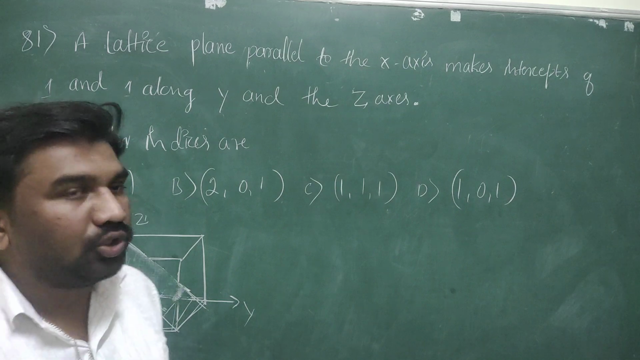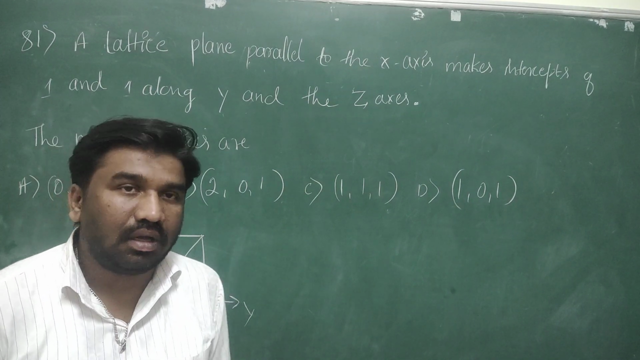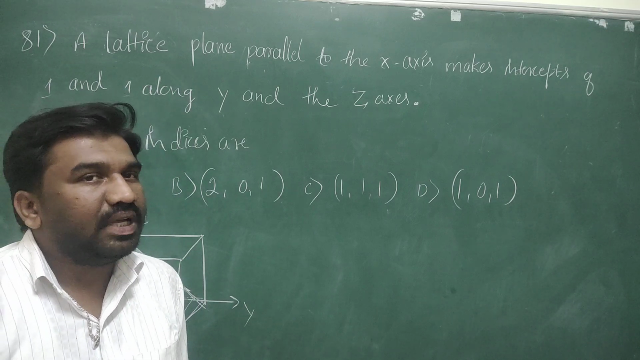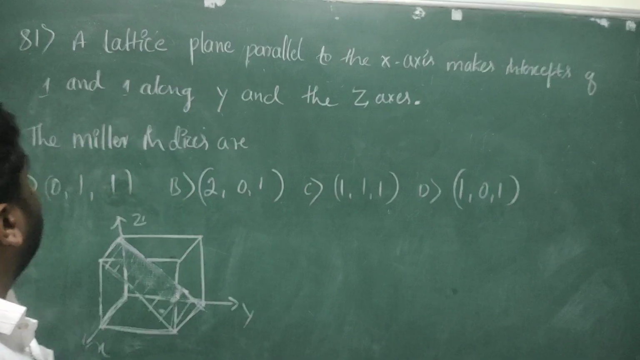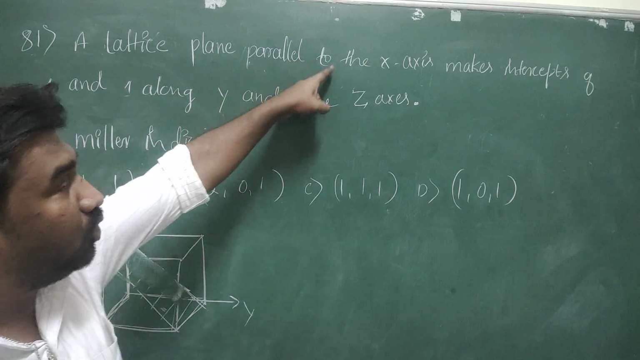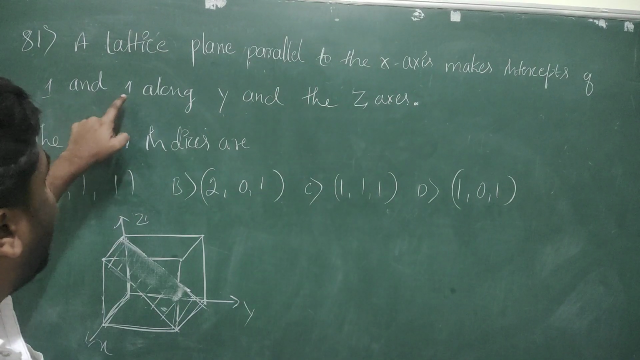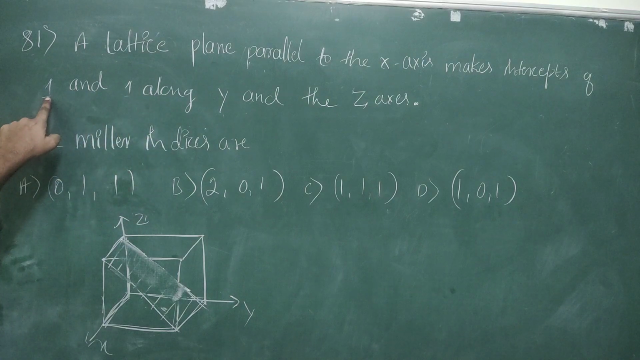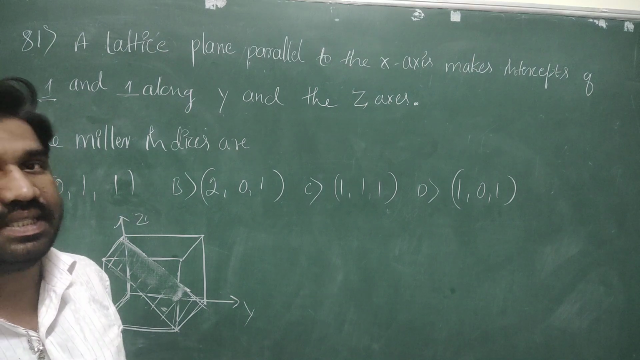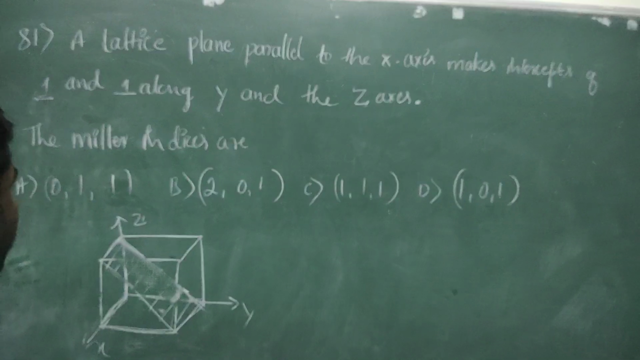Today I will discuss the 2018 paper from CMP, that means condensed matter physics and solid state physics and material science part also. So the question is like this: a lattice plane parallel to the x-axis makes intercepts of 1 and 1 along the y and z axes. The Miller indices we have to find.